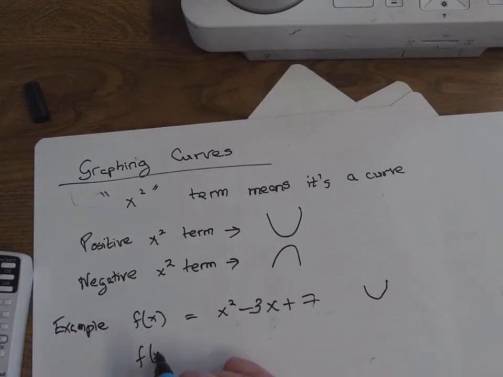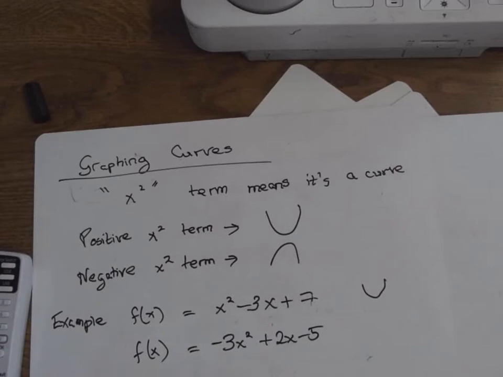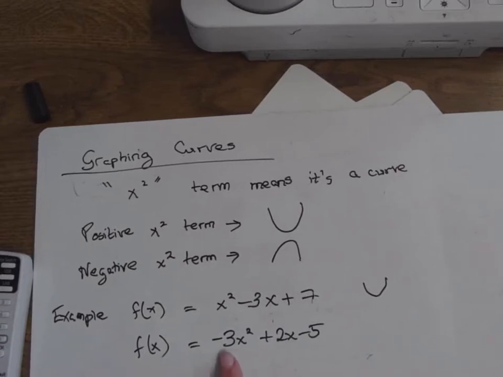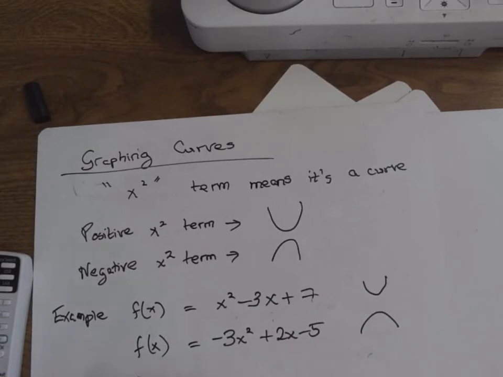If I was to draw this curve, minus 3x squared plus 2x minus 5, what's the story with that one, girls? There's an x squared term, so it's a curve. It's negative, so it's a sad face. So that's what it's going to look like when you're finished. I'll just do one more.